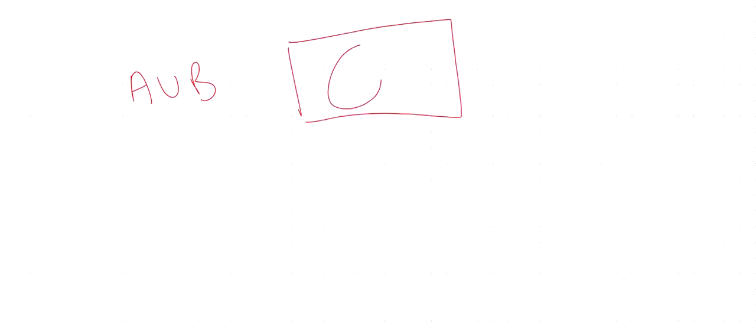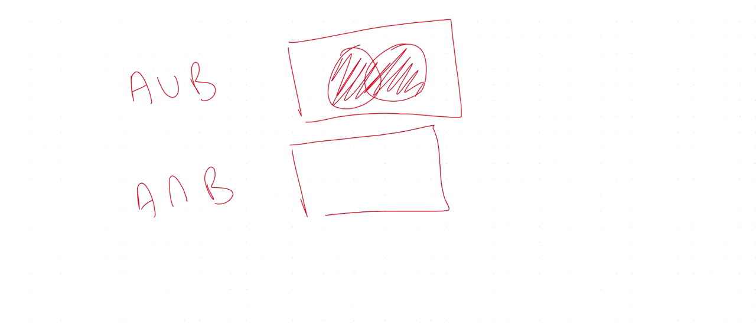A union B, what does that mean? Right, it means all of it. So if you've got A and B, that means all of A and all of B. A intersection B means the bit in the middle.